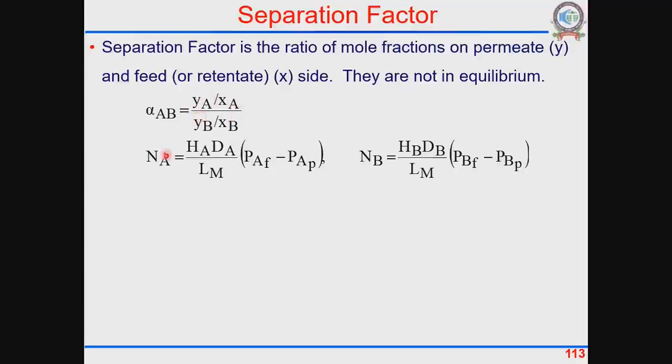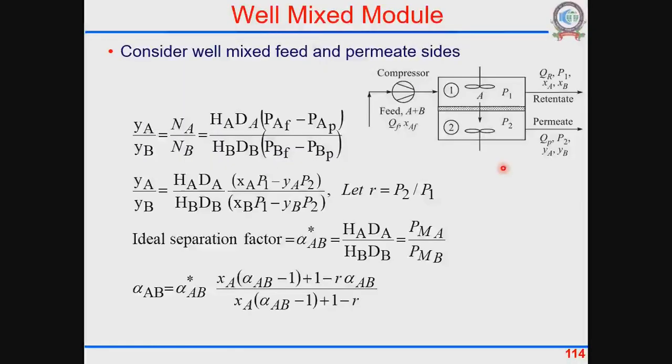Now, if I write flux for both components, so HA dA by LM divided by the partial pressure difference, flux for B, HB dB by LM and partial pressure difference. Okay. Now imagine some kind of membrane application. Let's say the membrane is having a well mixed module. So feed side is well mixed, permeate side is well mixed. So we have a feed coming, part of the gas, some of the gases are going to the permeate side, partly A is going, partly B is going, and some of it is retained. It's a continuous operation, steady state. Both sides are well mixed.